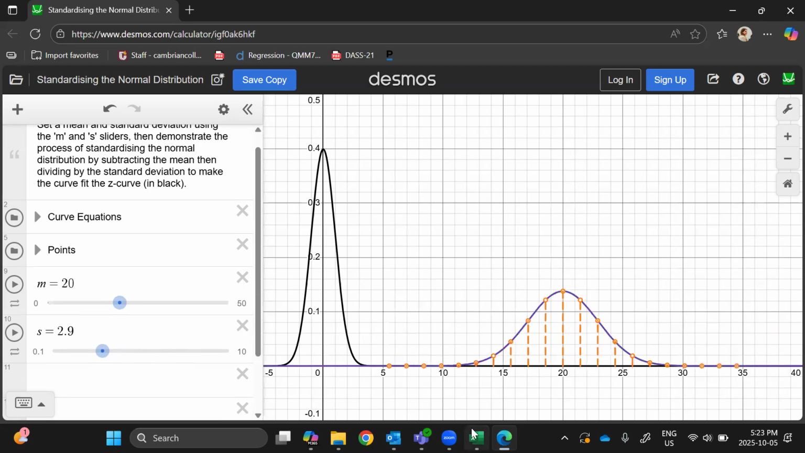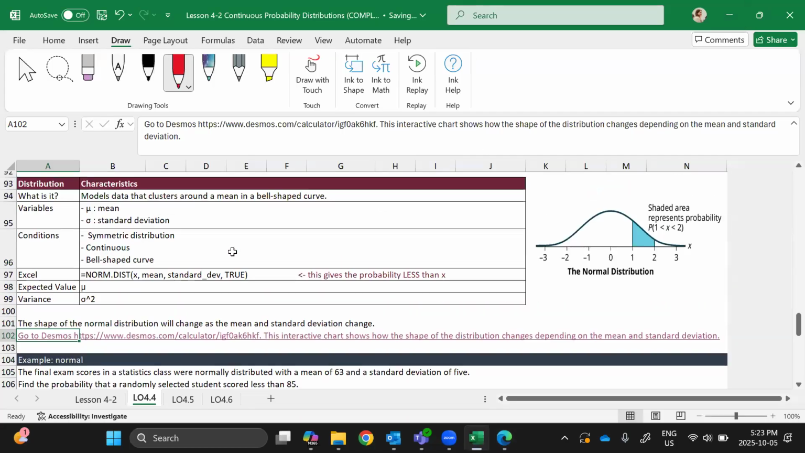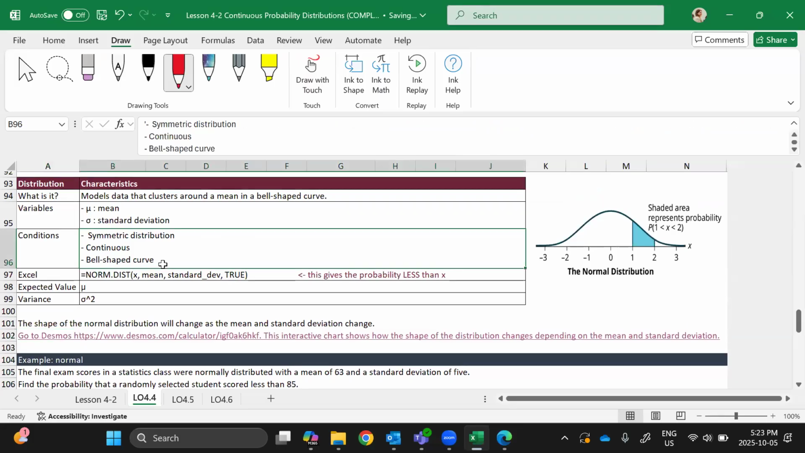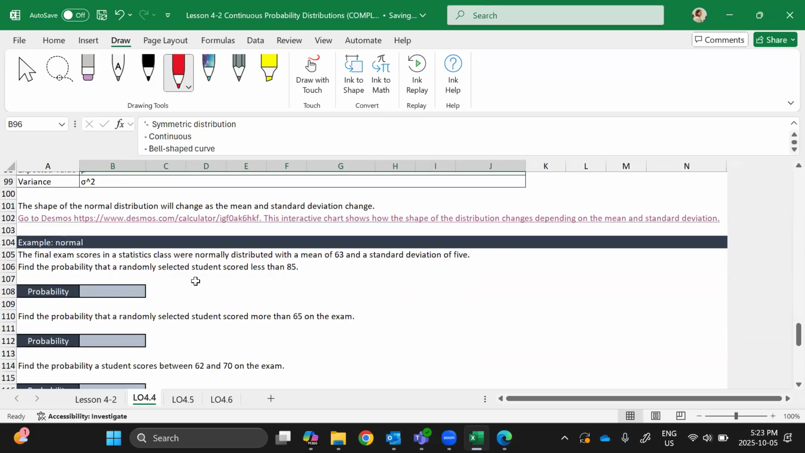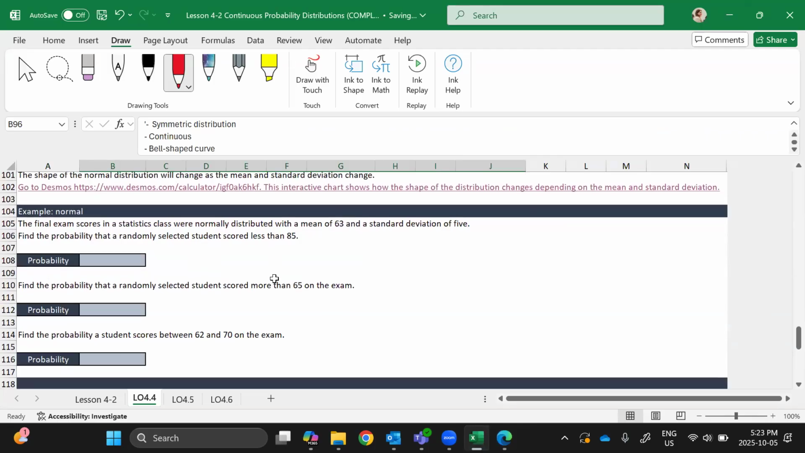The normal distribution is not just one distribution, it's what's called a family of distributions. What's meant by that is the normal distribution always follows certain rules, like it's symmetric, continuous, and bell-shaped, but depending on the mean and the standard deviation given in the question, the normal distribution you're talking about might look different. The mean changes the location, the standard deviation changes the shape, how peaked or how flat the distribution is.